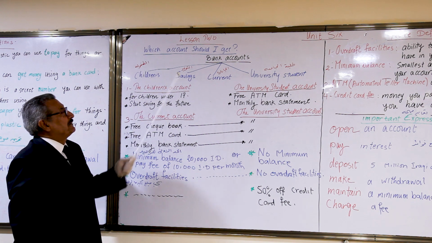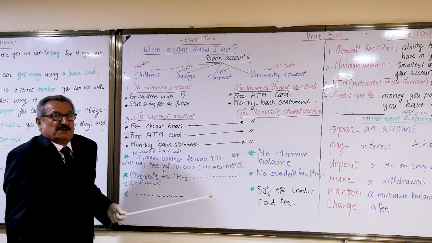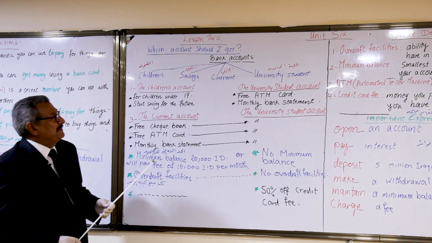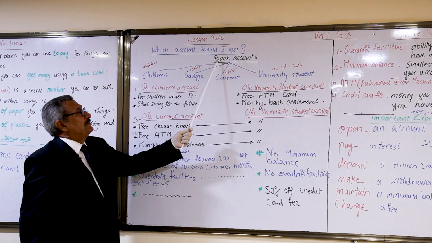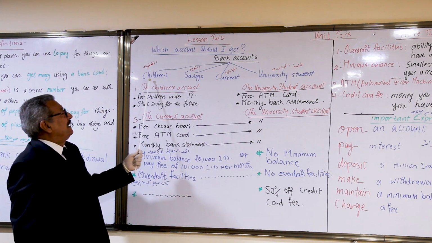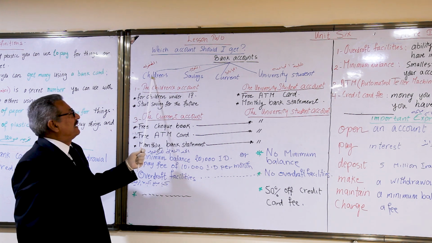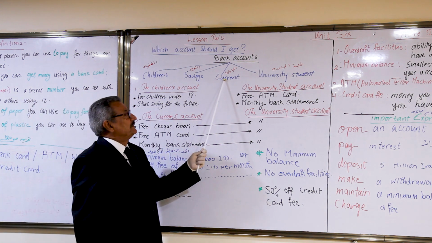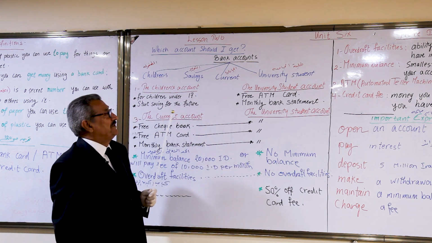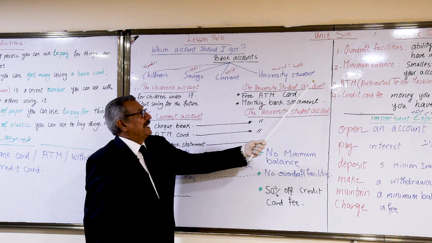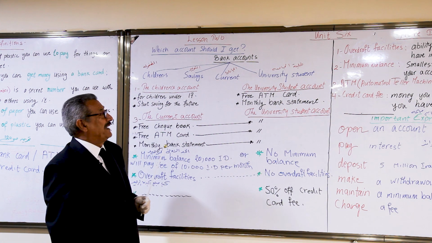Lesson 2, of course, begins with a question: which account should I get? This means that I should know the different kinds of bank accounts. We have 4 bank accounts as far as it is written in the curriculum. Children's bank account اللي هو حساب الطفولة, saving account حساب التوفير, current account الحساب الجاري, و university student account حساب طلبة الجامعة.